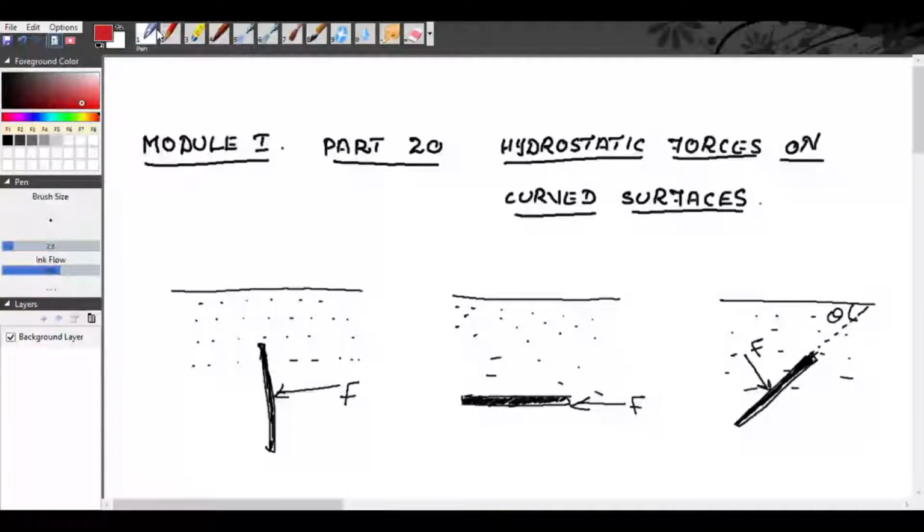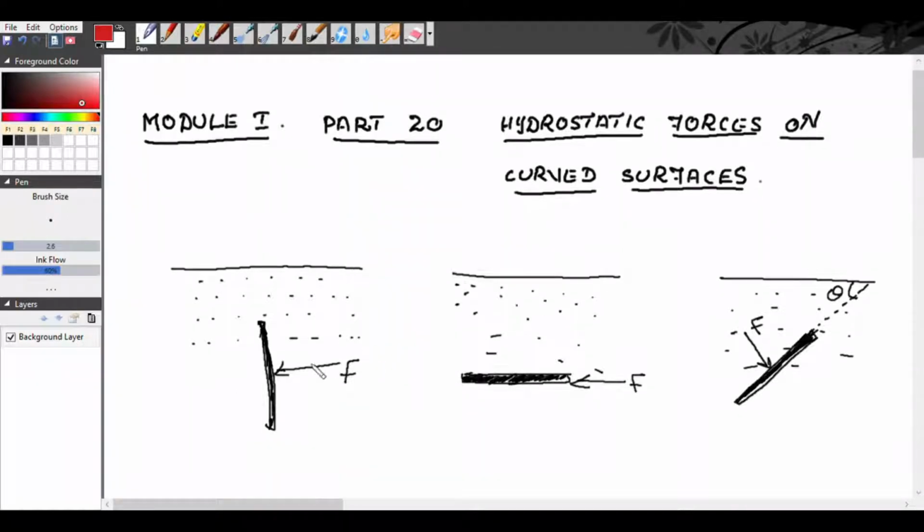Okay, so in today's class, let us see the hydrostatic forces on curved surfaces. Already we have seen the hydrostatic forces on an inclined surface. This is your inclined surface. We know the hydrostatic force will act normal to the inclined surface, and this total force F acts at a distance of h star, that is called the center of pressure, h star, from the free surface of water.